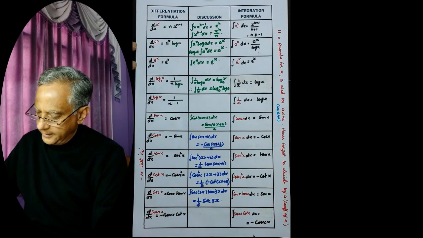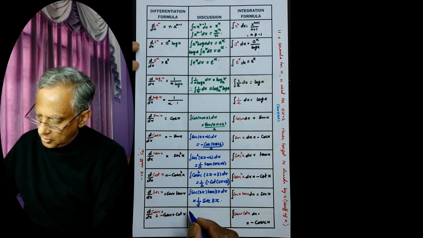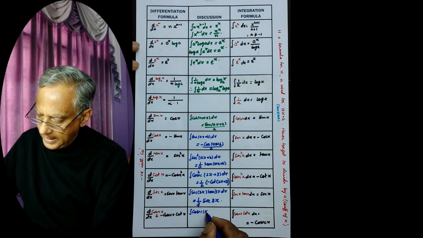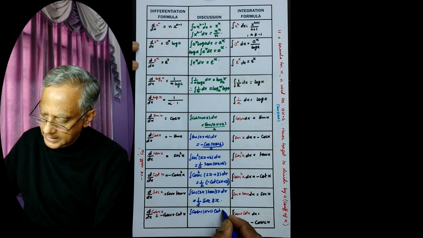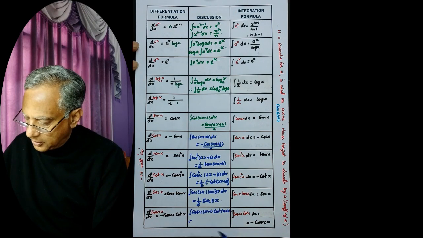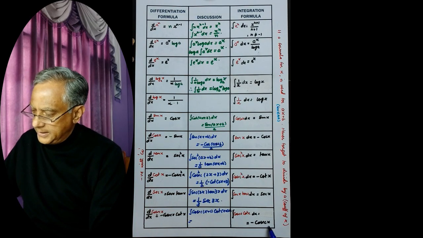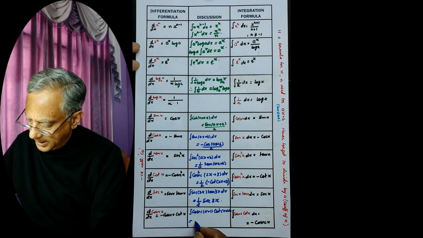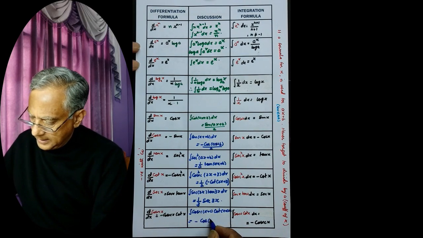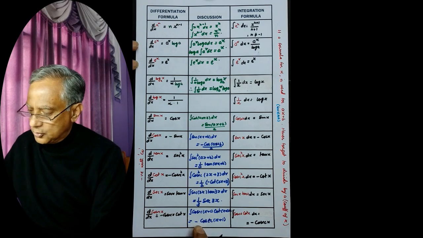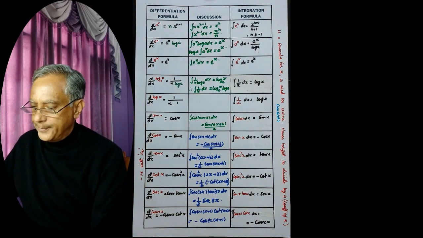And last is this, integral of cosecant x plus 1 cotangent x plus 1 dx. This is equal to, now integral of cosecant x cotangent x is minus cosecant x. So this will be minus cosecant x plus 1 whole divided by coefficient of x, which is 1. So this formula will remain same.